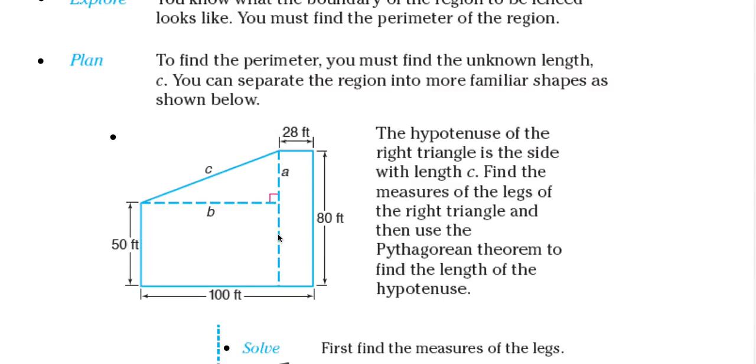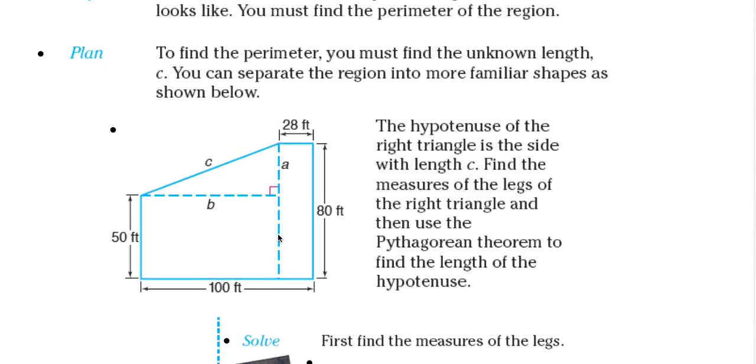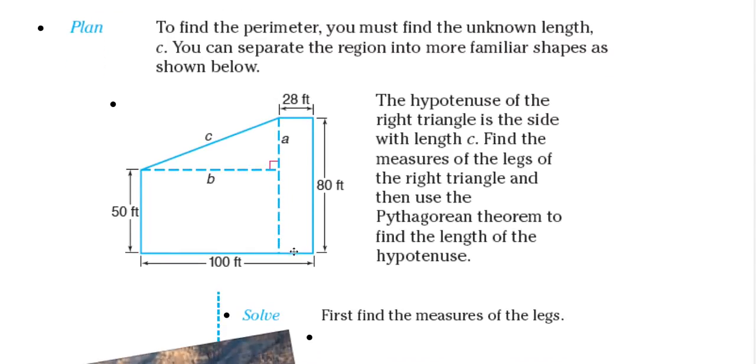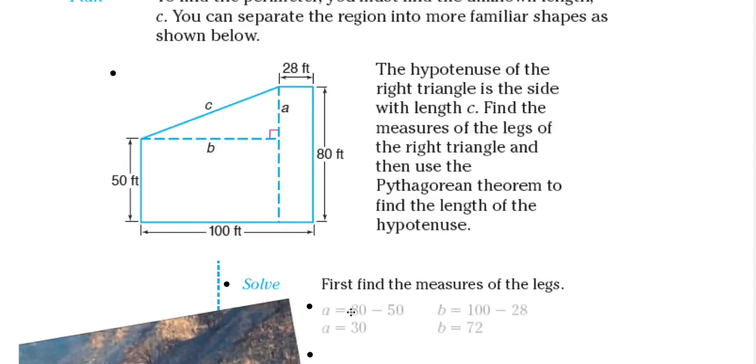What do we know? We know for a fact that we first need to find the measure of the legs. Leg B, leg A. How do we do that? We know that this is 80 feet right here. That's 80 feet, and this is 50 feet. So this should be 30 feet, or 80 minus 50. That's how we find the first leg.